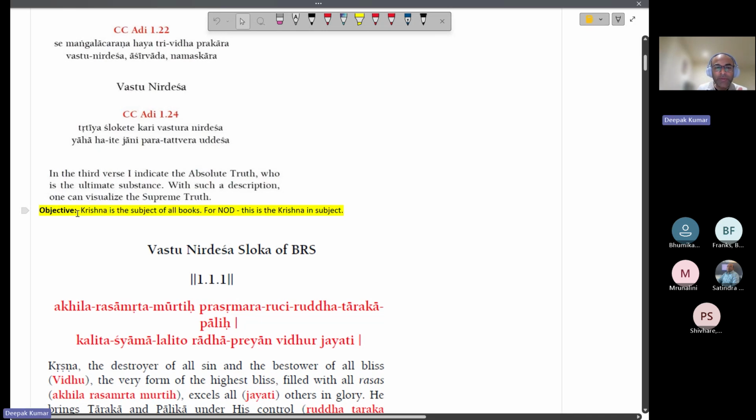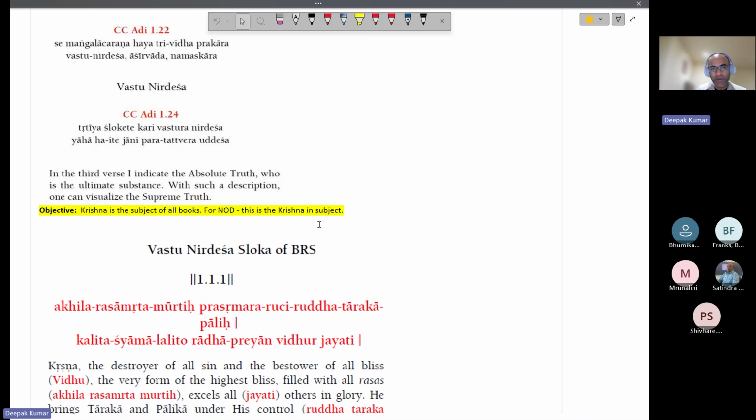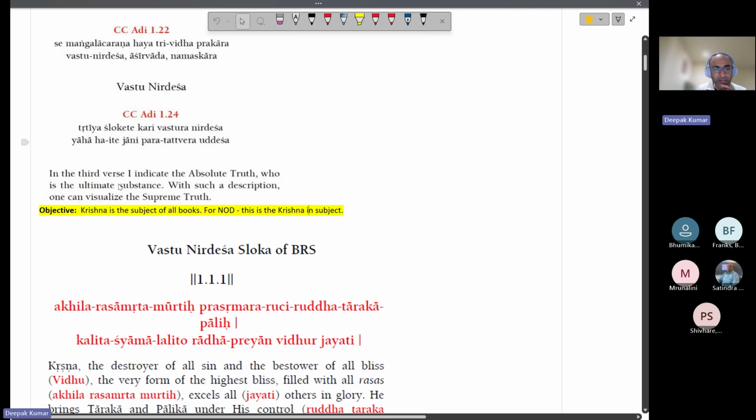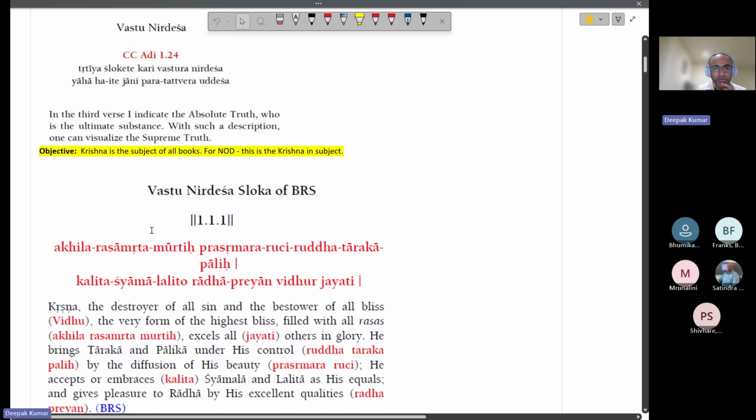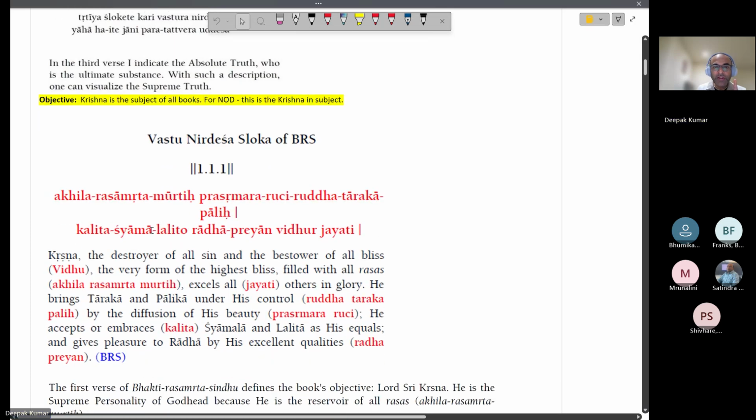And what is the objective of this book? Krishna is the subject of this book. For Nectar of Devotion, Krishna is the subject. The whole focus is Krishna and nothing but Krishna. It doesn't go anywhere. In the 3rd verse, I indicate the absolute truth, who is the ultimate substance. With such a description, one can visualize the supreme truth. So here is the first verse from Bhakti-Rasamrita-Sindhu 1.1.1, which talks about the Vastu Nirdesh.